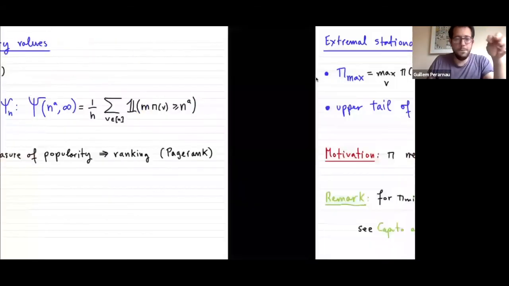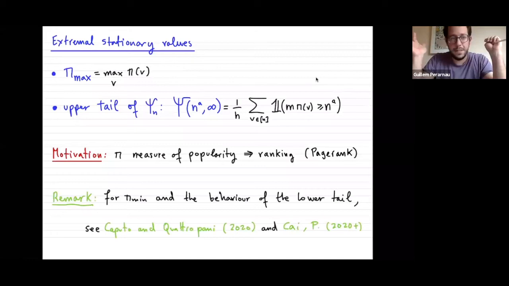Let me also say that if for some reason you say, well, I'm interested in the extremal stationary values, but not the maximal ones, but the minimum ones. By minimum, I mean the minimum one that is positive, right?